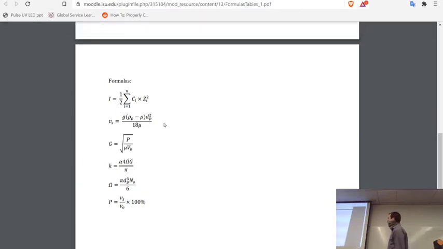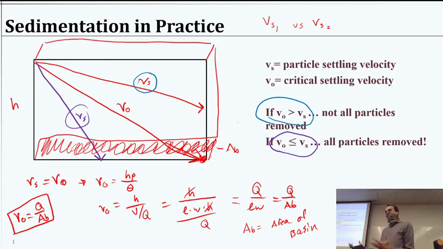So in your mind, you could say, okay, I've got the settling velocity, but I do need to commit to memory that V0 is equal to Q over AB, right? You could derive that on the exam if you really felt like it, just based on the definition of a velocity, distance over time, how much time do you have in there? But it may be worth committing that to memory. V0 is equal to Q over AB.